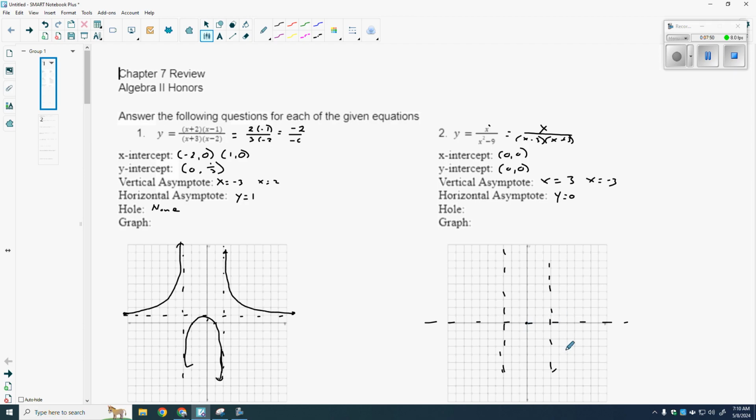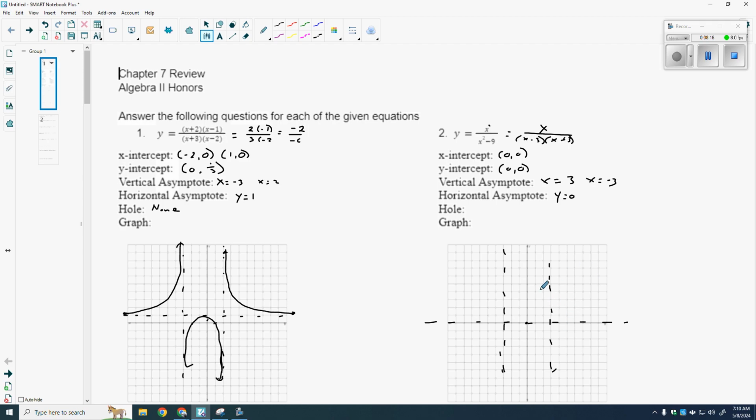Absolutely. Can it cross through a vertical asymptote? Absolutely not. This is values that x cannot be. Okay, y will approach 0 as x goes to infinity, but it can be 0 somewhere. Your x values for vertical asymptotes, it'll never happen. It'll never cross through that. You can't divide by 0.